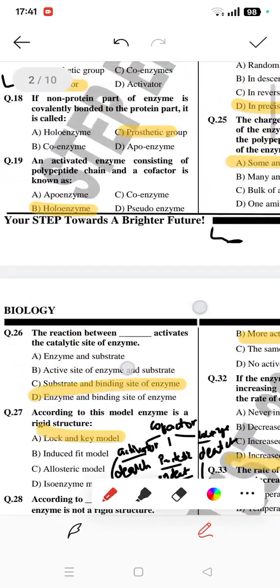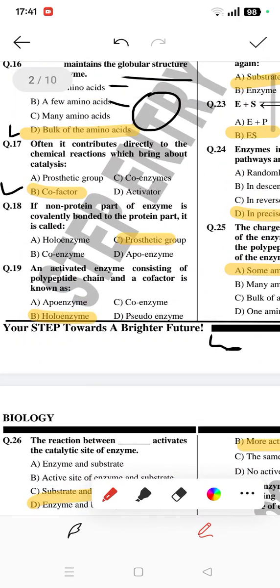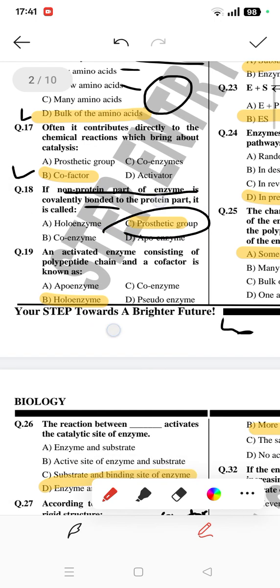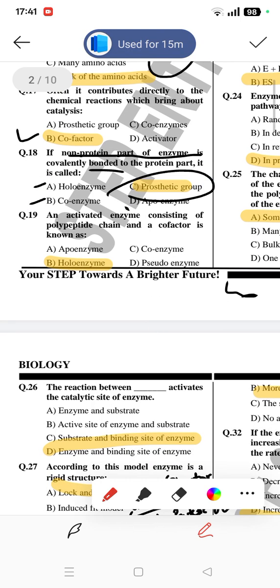So the MCQ here is, often it contributes directly to the chemical reaction which brings out catalysis, so it's the cofactor. Then, if the non-protein part of the enzyme is covalently bonded, the non-protein part is the prosthetic group, because holoenzyme, coenzymes and apoenzymes are different things. Prosthetic is a memory-based question. Learn it: covalent bond, non-protein part of the enzyme, that's the prosthetic group.